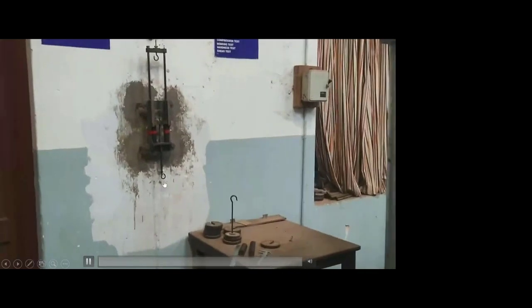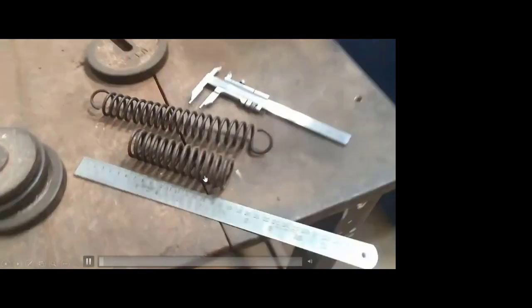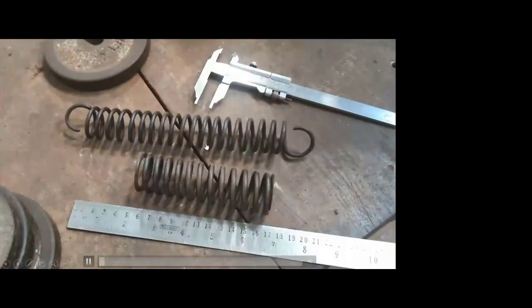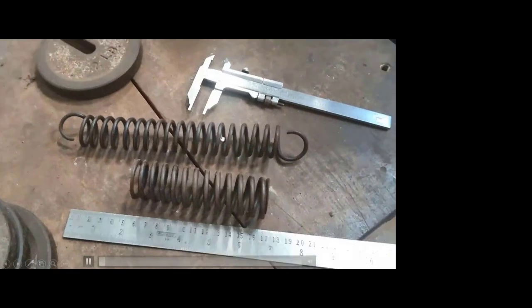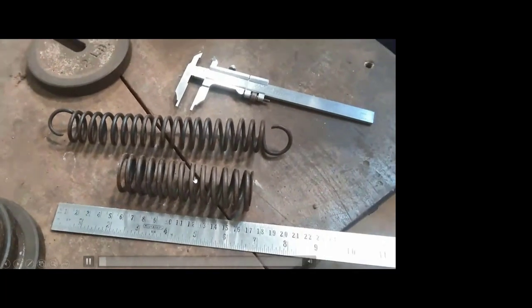Now we can see how the experiment is conducted. Here the machine is seen, the springs, the top portion, then the bottom portion. These are the two springs. The spring with a hook is called the tension spring, and the other one is called the compression spring. Both springs are wound in such a way that there is some considerable pitch. That is why the helix angle we get is greater than 5 degrees.